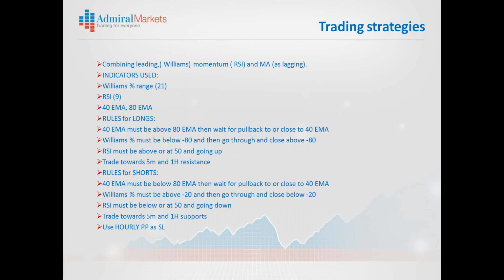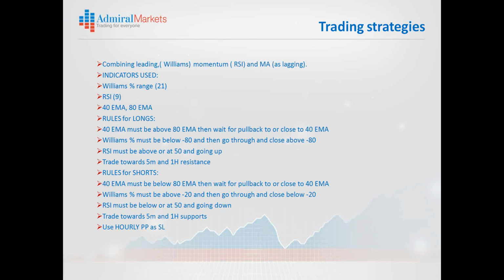Then we have the momentum RSI, relative strength index, that is an excellent tool as a momentum indicator, and moving averages as dynamic levels of support and resistance. In this case, they will define a pullback and a trend. So Williams percent range should be applied with a period of 21. RSI should be applied with a 9 period. We have 40 EMA and 80 EMA, exponential moving averages.